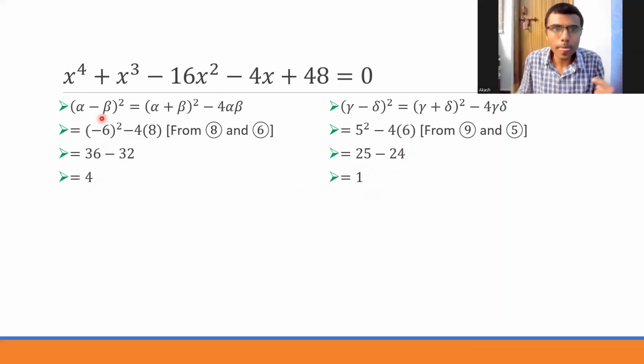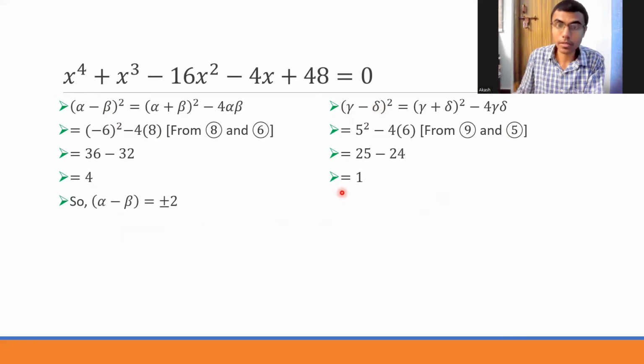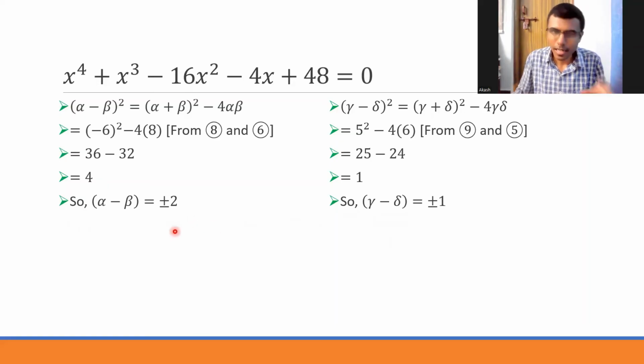Now alpha minus beta whole square is nothing but 4, which is 2 square. So alpha minus beta is going to be either +2 or -2. So basically it is alpha minus beta is plus or minus 2, and gamma minus delta whole square is 1. So gamma minus delta is going to be plus or minus 1. Now basically I need to solve for both the cases. Although you'd get the same answer, but still you need to show it. Okay, since it's a board exam, you need to show it.